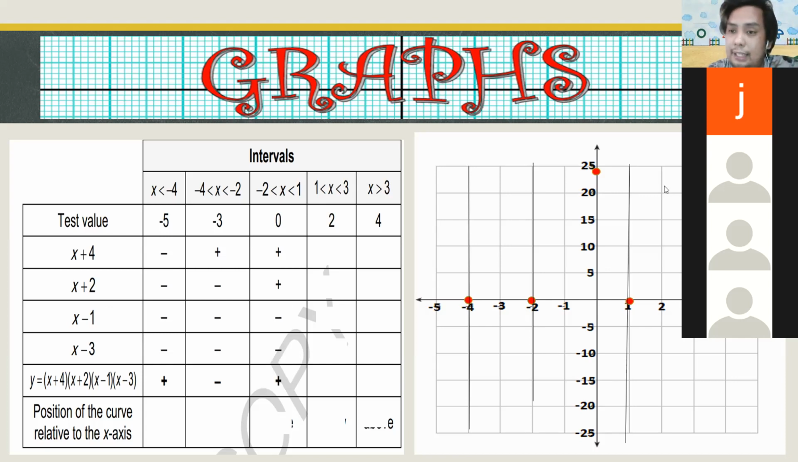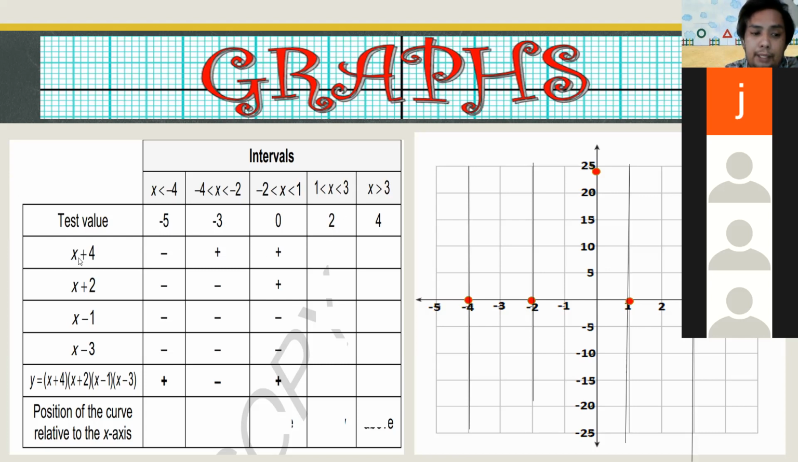Okay? Next is positive 1 to positive 3. What number is between positive 1 and positive 3? 2. That's the only one. So that's 2 plus 4.